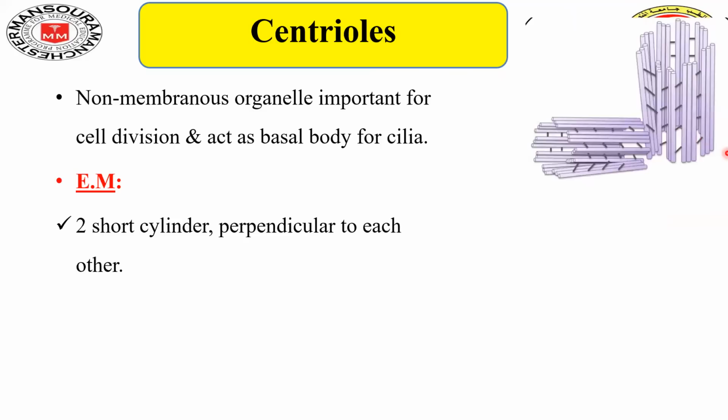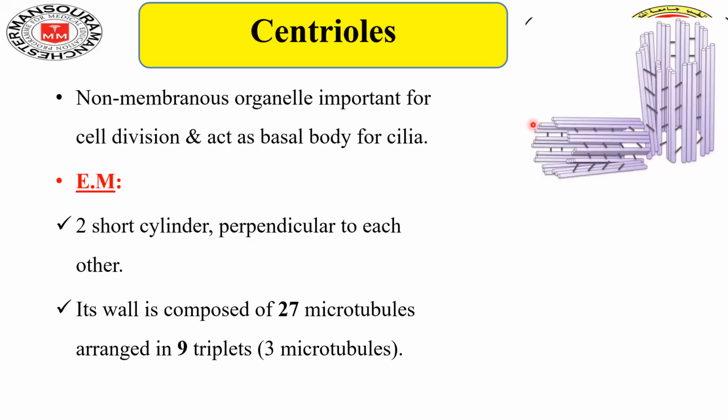By electron microscope, each cell contains two centrioles. So it has a pair, one pair of two centrioles. They appear like two short cylinders, two tubes, perpendicular to each other, so you have an angle of 90 degrees in between. The wall of each centriole is formed of 27 microtubules. If we count the number of these tubules in its wall, we'll find they are 27.